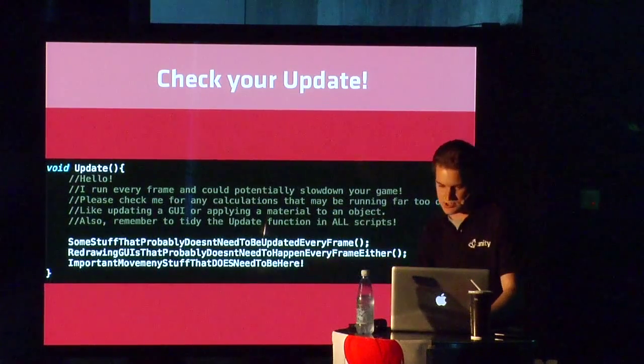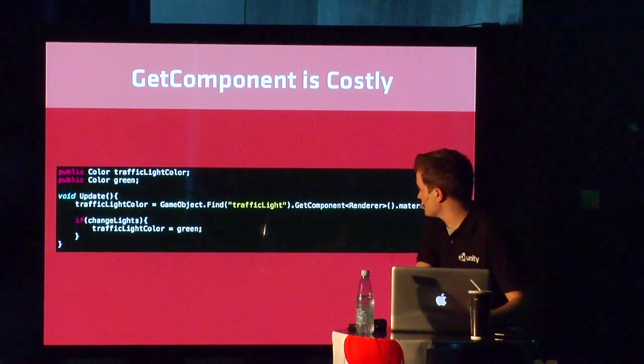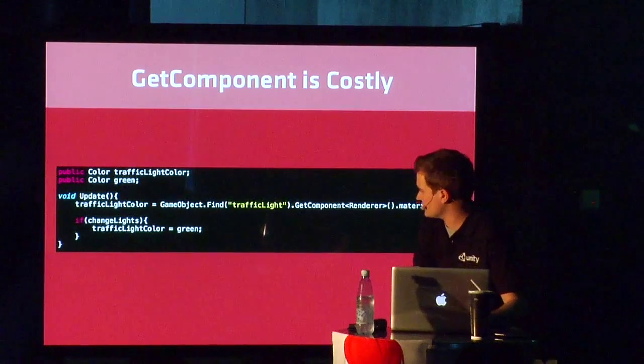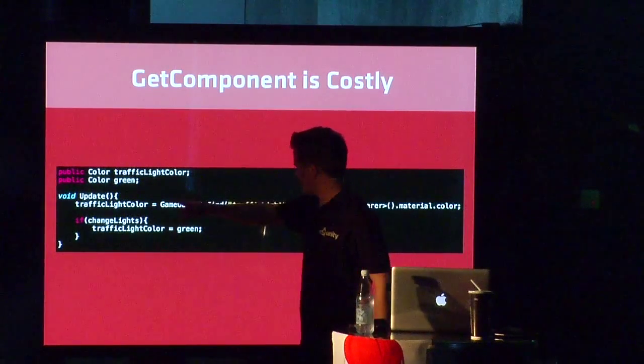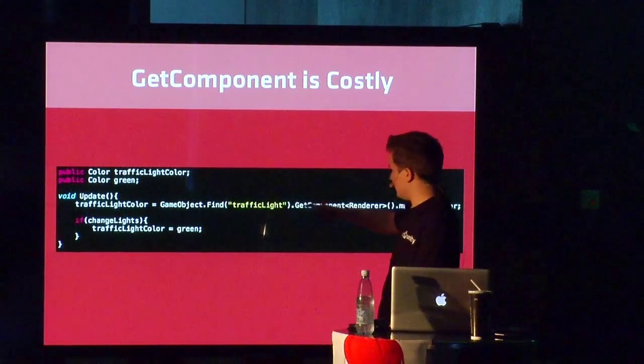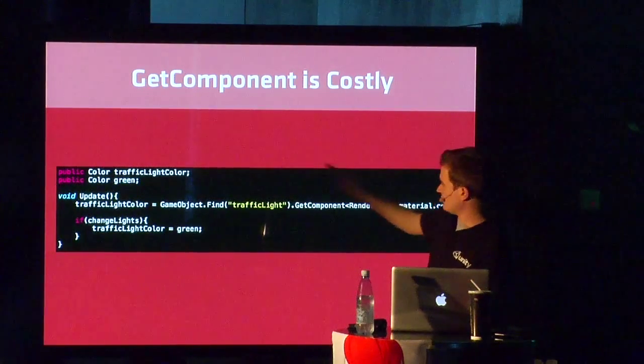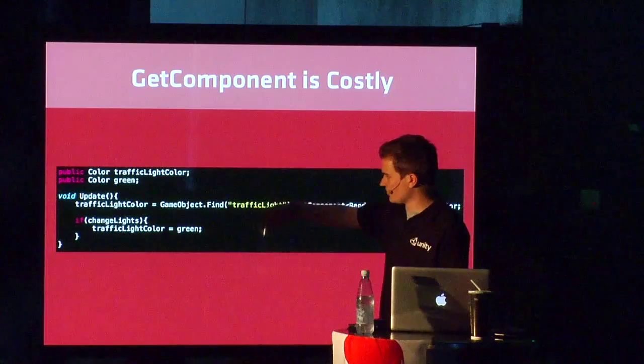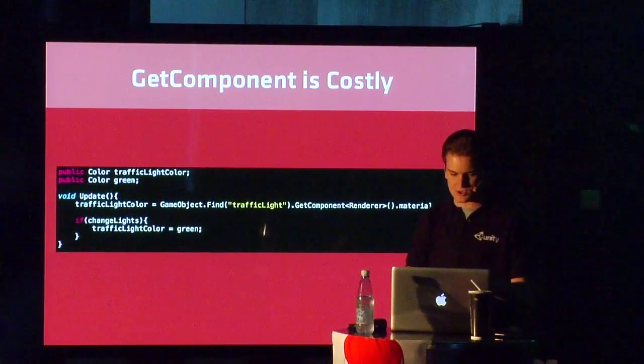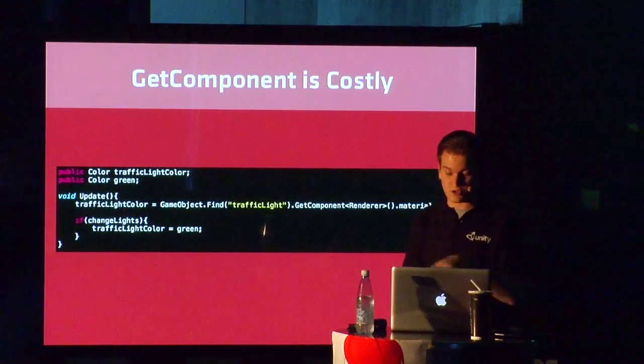And you only have the important stuff in there. Get components are very costly. So every frame, what this is going to be doing is going, right, traffic light color, find the traffic light, which is a sort of get function, get the component renderer, get the color, and then apply it if change lights is green. It's going to do that every frame. It's constantly forgetting and remembering and reassigning it.